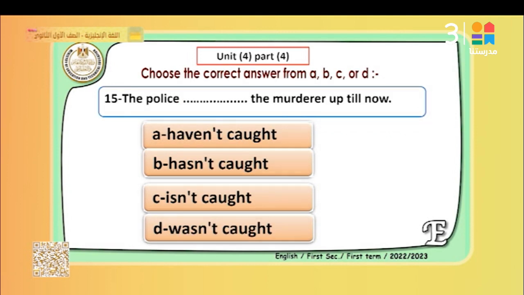Question number 15. The police haven't caught the murderer up till now. The word police is usually plural. The police means the people whose job is to catch the criminals. These are treated as plural. We always use a plural verb with the word police. So we say the police haven't caught the murderer. Okay, now let's go to the translation part.